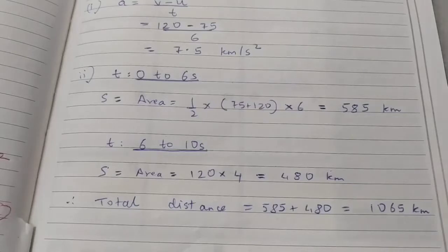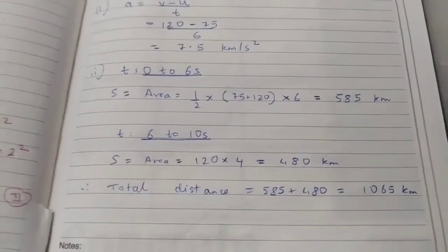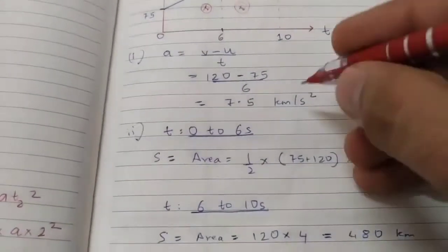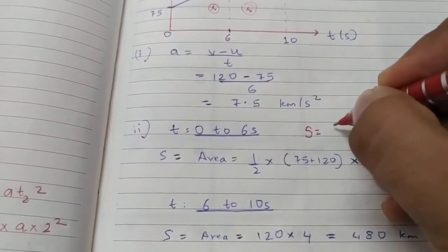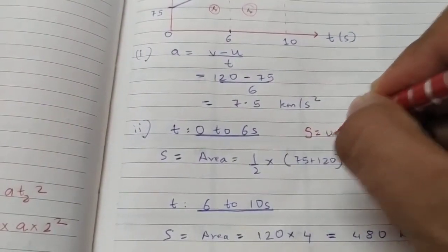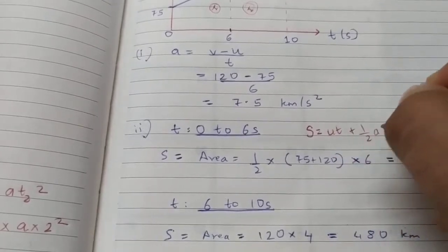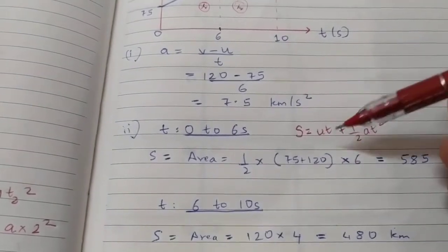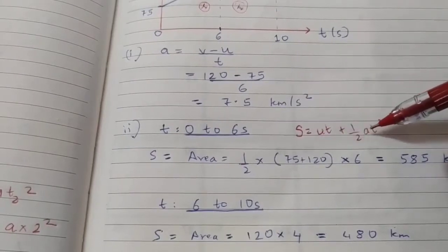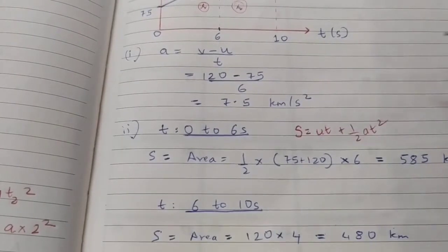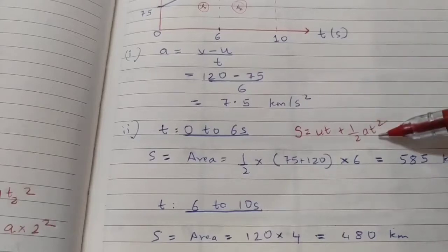If you don't want to use the graph and you want to do it using the kinematic equations, then we can use the formula S is equal to ut plus half at squared. U is 75, time is 6, and a we know, and the time again is 6.